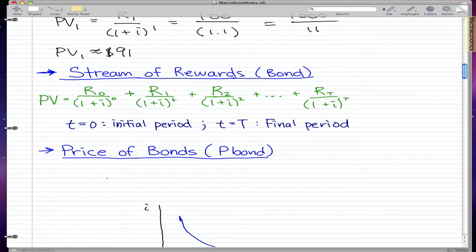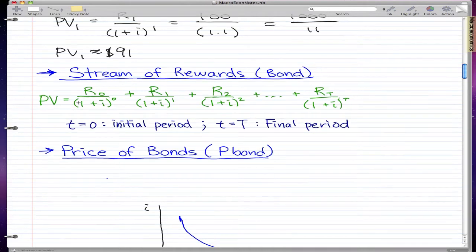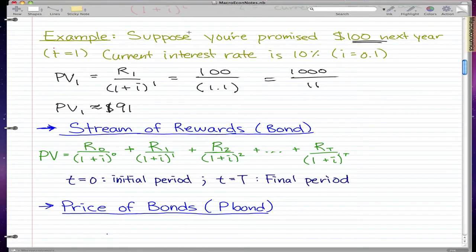As promised, in this video I'm going to go through stream of rewards and the price of bonds. So this is our stream of rewards. In the last video we did the example where we're promised $100 in the next year. Well, that's only 1 year. In the stream of rewards, we consider the years up to t years, which is the final period.